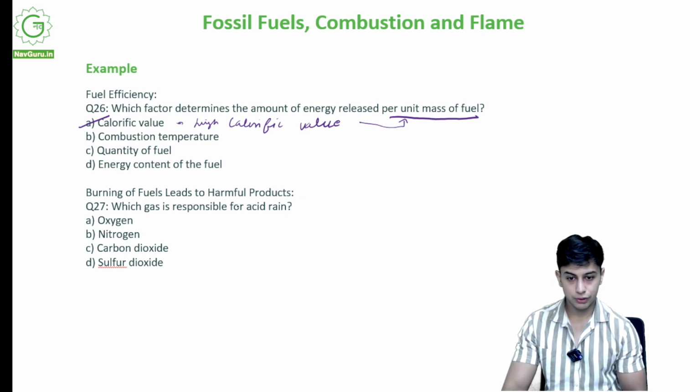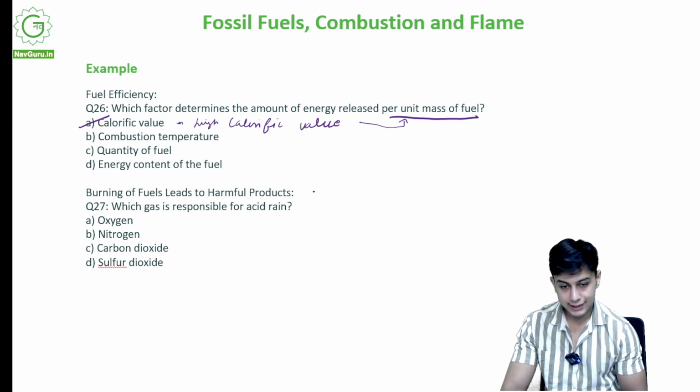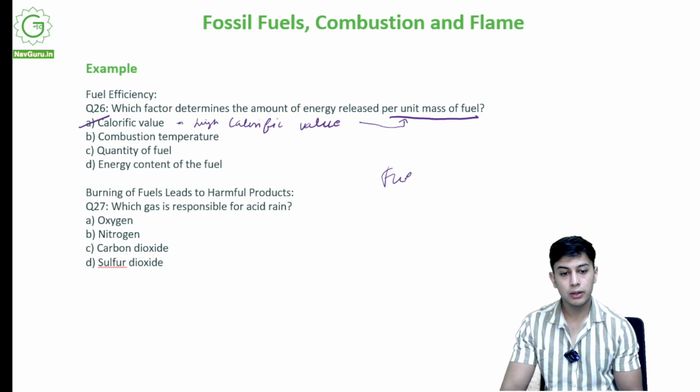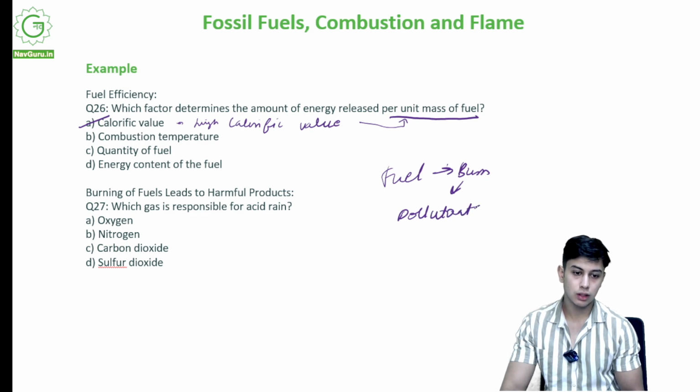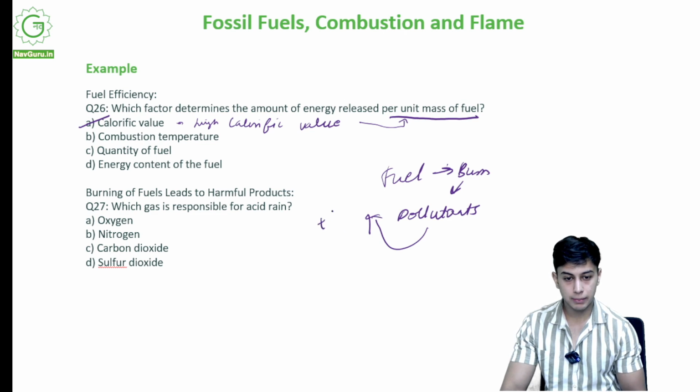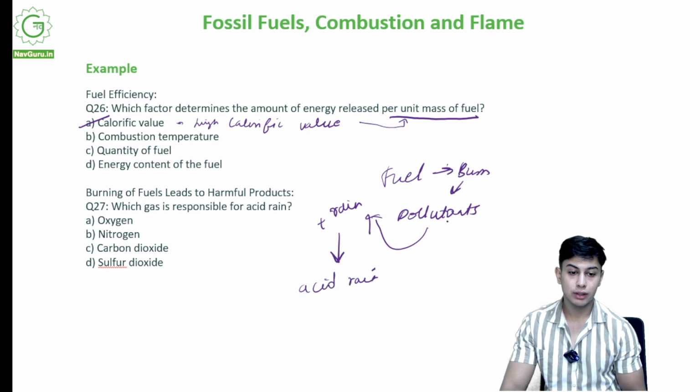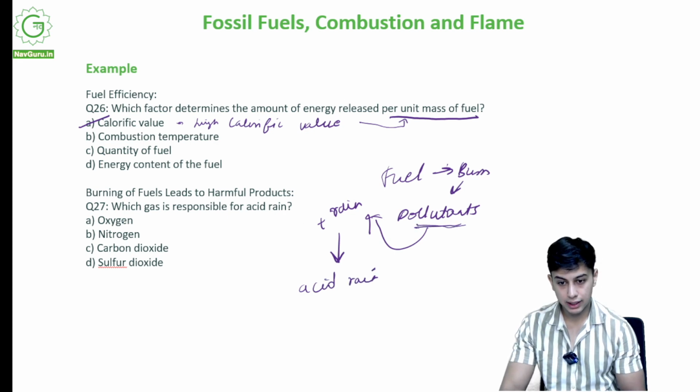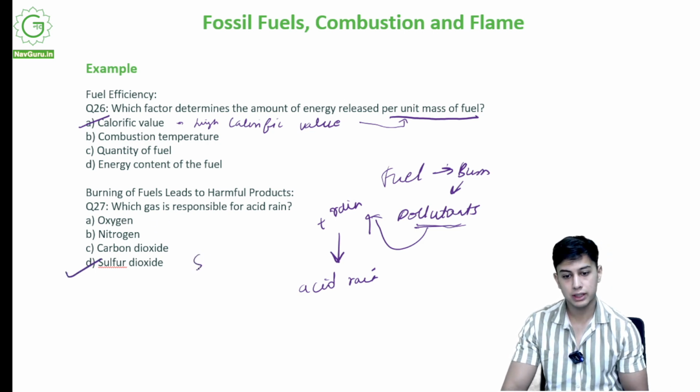Another question on burning of fuels leads to harmful products. Which gas is responsible for acid rain? Now, when I burn a fuel, it causes some pollutants. I know how acid rain comes. This goes into the atmosphere, it combines with rain, it comes down, acid rain. So, which of these pollutants is this gas? Oxygen, nitrogen, carbon dioxide, sulfur dioxide. Answer is sulfur dioxide, SO2.